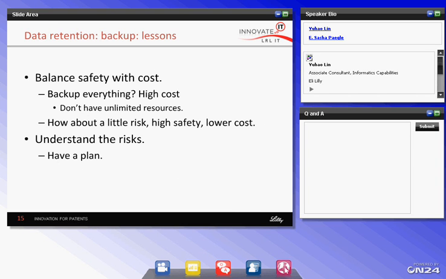So the lesson here was we need to balance risk and cost. If the risk is low and the cost saving is high, then as long as you understand the risks and you have a plan to deal with it and you accept it, then you should be comfortable with taking a little bit of risk. And so we did this about 2 years ago, and it's worked out well for us. Fingers crossed.